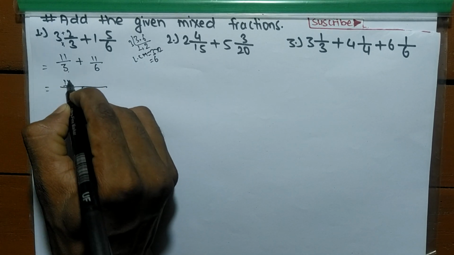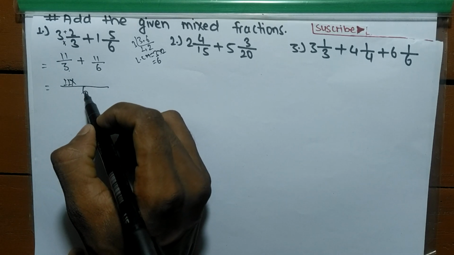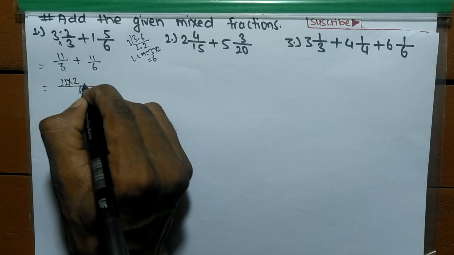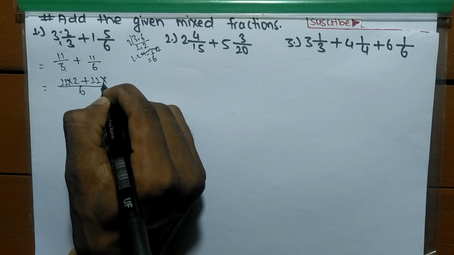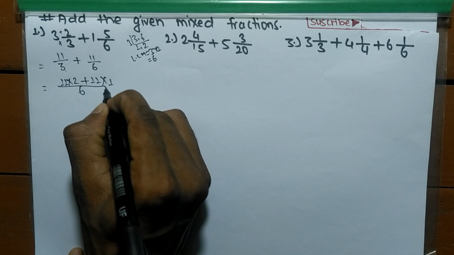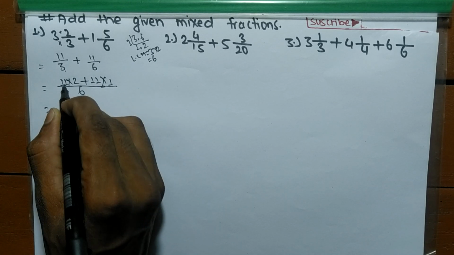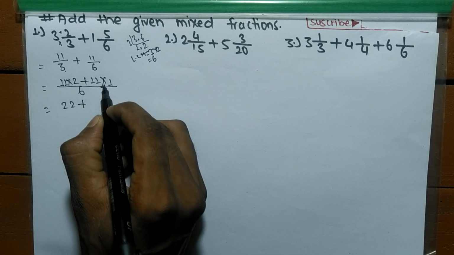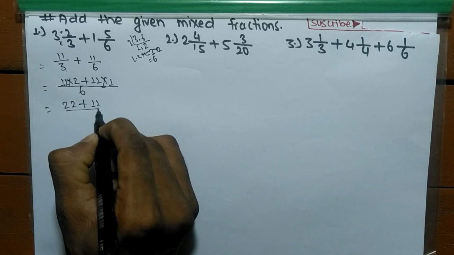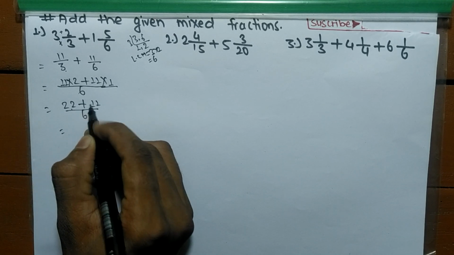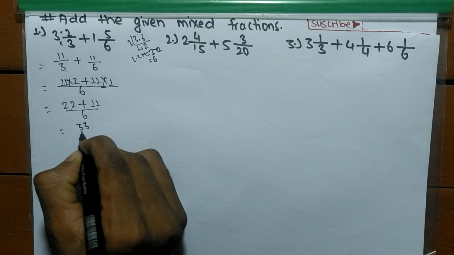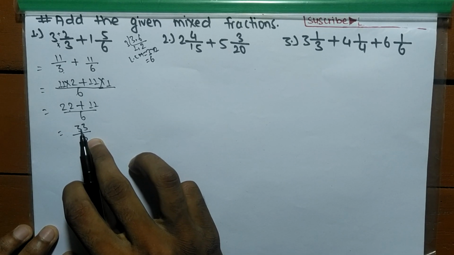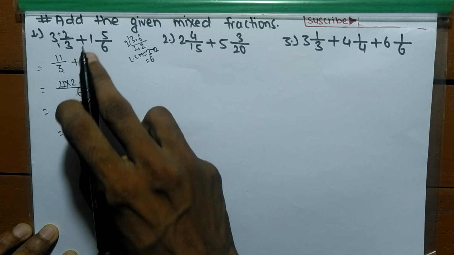So the LCM of denominators 3 and 6 is 6. So it is 11 into, and now we have to divide the LCM by the denominator. So 6 is divided by 3 means it is 2, plus 11 into 6 divided by 6 means it is 1. So it is 11 times 2 means it is 22, plus 11 times 1 means it is 11, by 6. So 22 plus 11 means it is 33 by 6. So it is an improper fraction and we have to convert it into a mixed fraction.